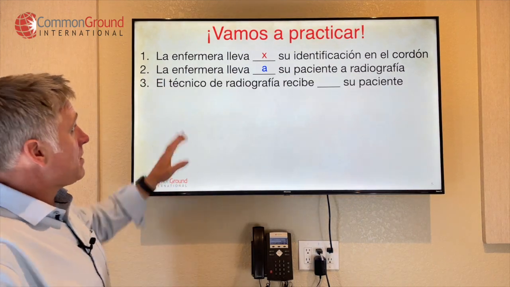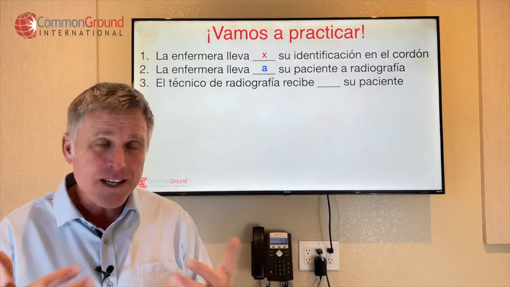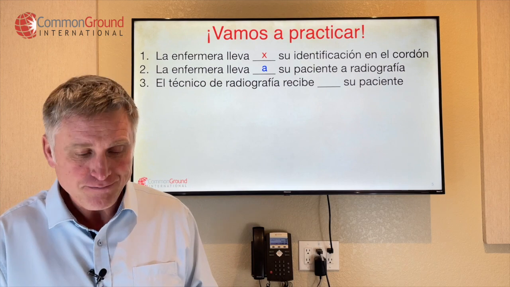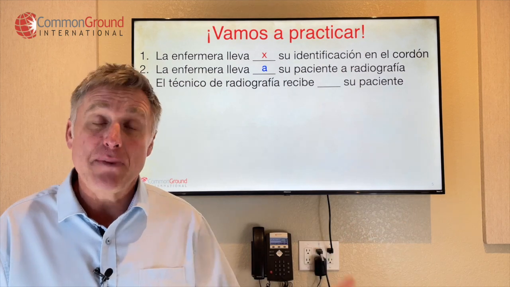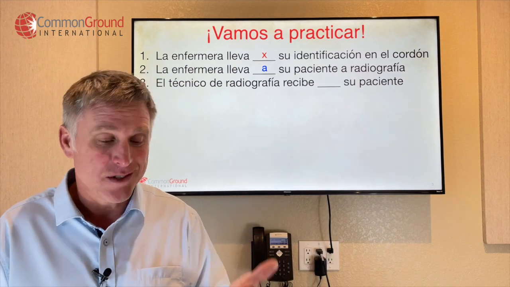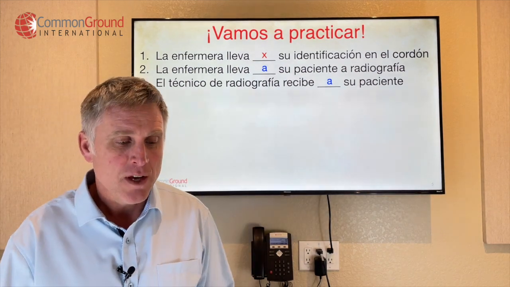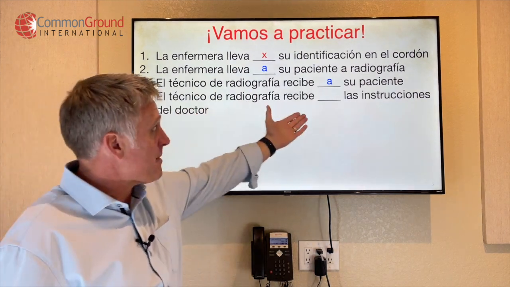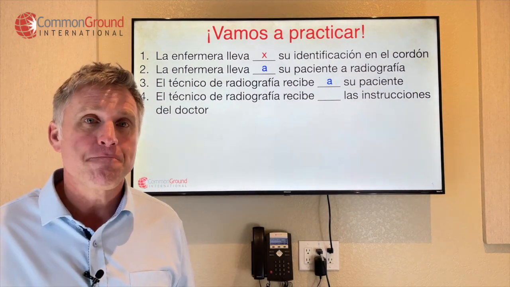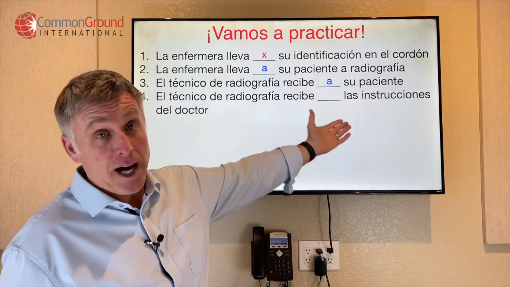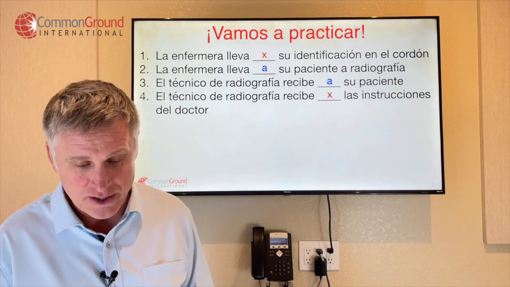Número 3, el técnico de radiografía recibe su paciente. So now we want to say the X-ray tech receives their patient. Okay? Receive is the verb, and what's the direct object of receive? The patient. Person or not? Person. So we need the a. El técnico de radiografía recibe a su paciente. El técnico de radiografía recibe las instrucciones del doctor. So the X-ray tech receives instructions from the doctor. Inanimate object, instructions. So we're not going to use the a personal. Okay, perfecto. I think you're tracking.